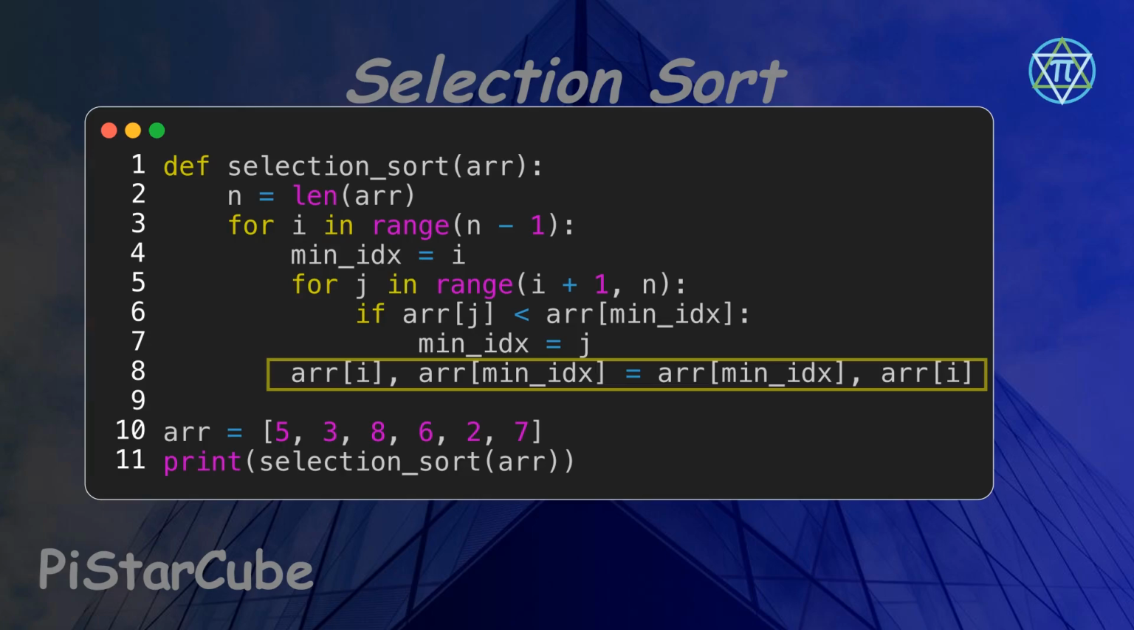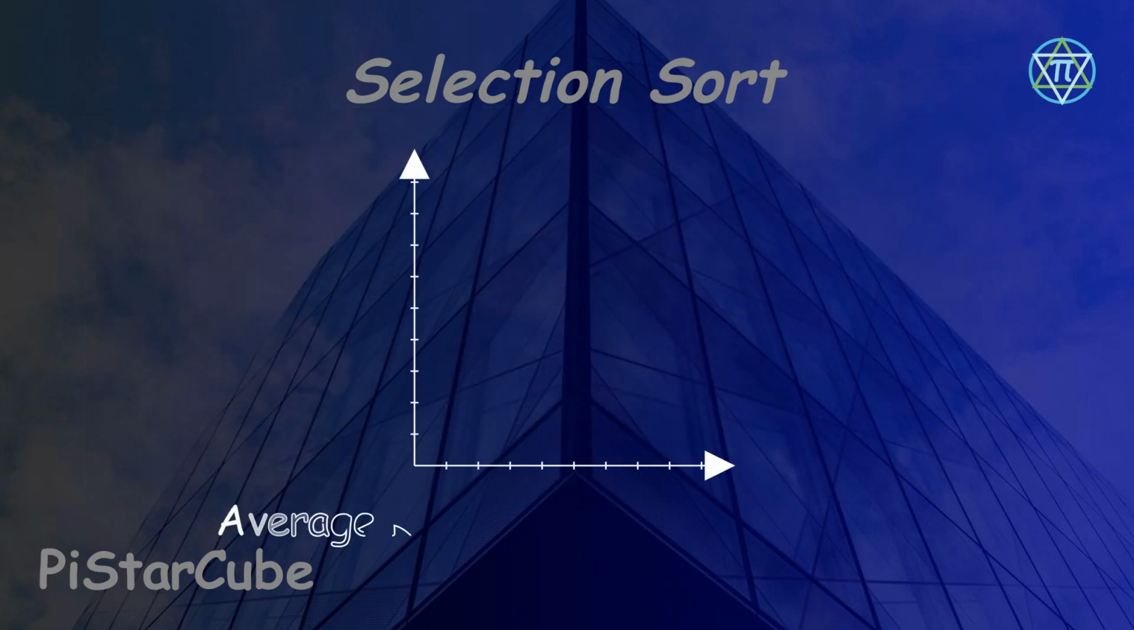Once the inner loop ends, we swap the current element with the smallest one found. This places it in the correct position. This process repeats for each element, gradually sorting the array step by step. Now that we have walked through the code, let's dive into its time complexity next.